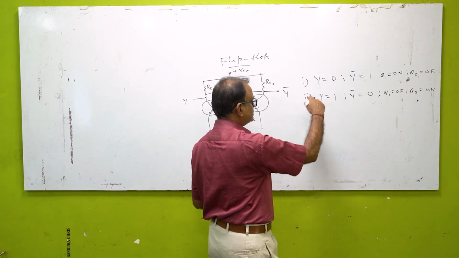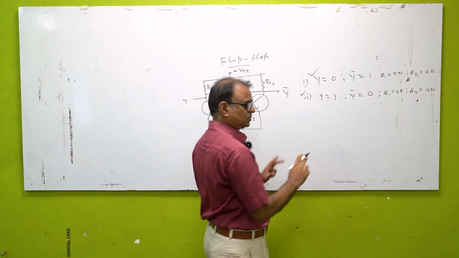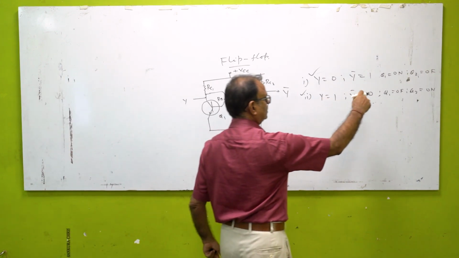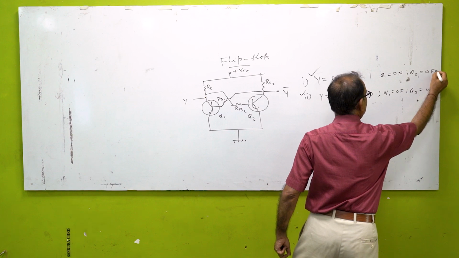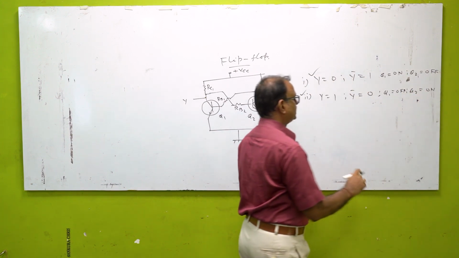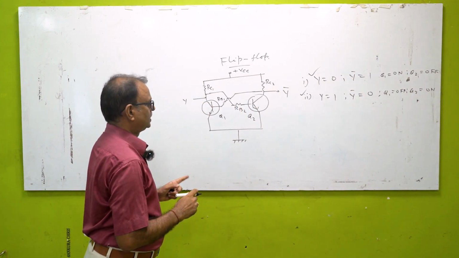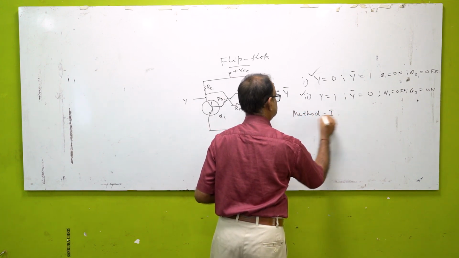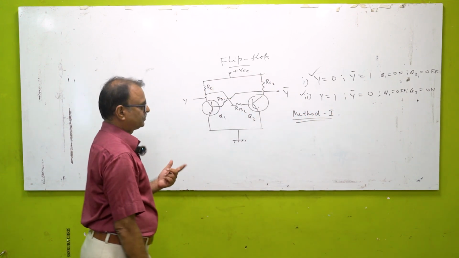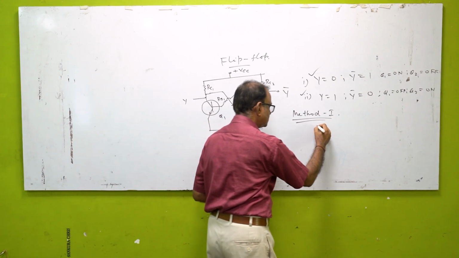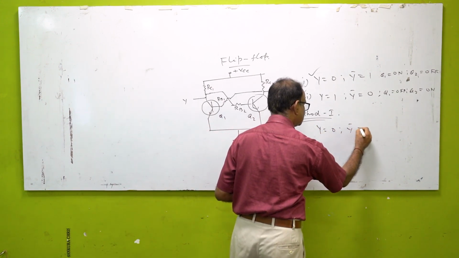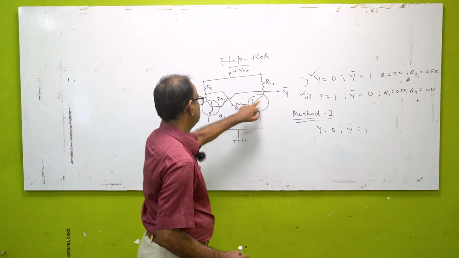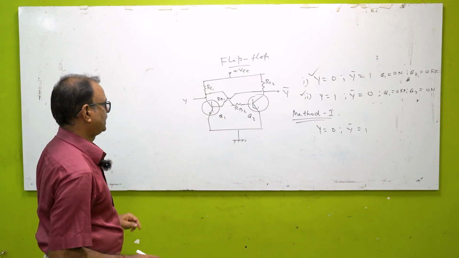Now, how to change the state from here to here? There are two methods of changing this state. From this state, Q1 on and Q2 off, to Q1 off and Q2 on, there are two methods of changing. The first method, method 1, is something like this. Suppose we are starting with Y equal to 0 and Y bar equal to 1. This is 0 and this is 1, means Q1 is on and Q2 is off.